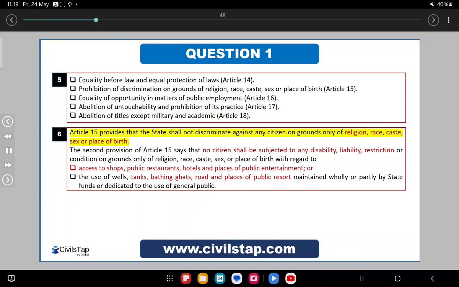5. Article 15 provides that the state shall not discriminate against any citizen on grounds only of religion, race, caste, sex or place of birth. The second provision of Article 15 says that no citizen shall be subjected to any disability, liability, restriction or condition on grounds only of religion, race, caste, sex or place of birth with regard to access to shops, public restaurants, hotels and places of public entertainment, or the use of wells, tanks, bathing ghats, roads and places of public resort maintained wholly or partly by state funds or dedicated to the use of the general public.